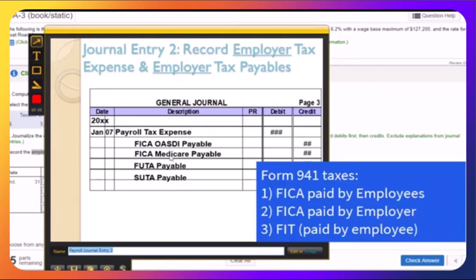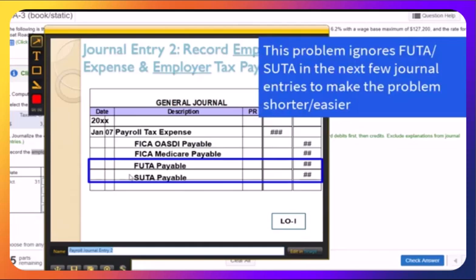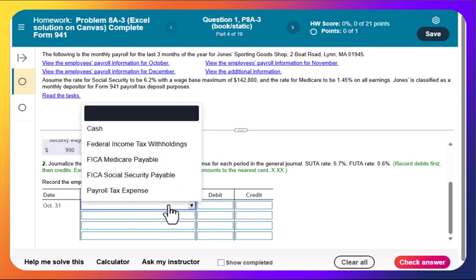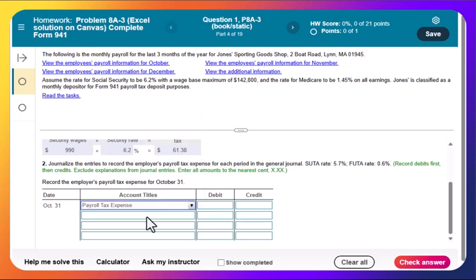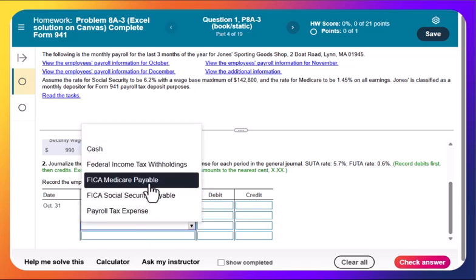So in this problem, we're going to ignore FUTA and SUTA because the authors just wanted to make this problem easier for you. So when we do this transaction, we're going to skip FUTA and SUTA, but don't get confused and think, why are we not paying those? Because in the real world, we would pay those as well as the employers. So we're going to be debiting payroll tax expense and then crediting Social Security payable and Medicare payable. So let's first start by inputting payroll tax expense. Then we have Social Security payable and Medicare payable.